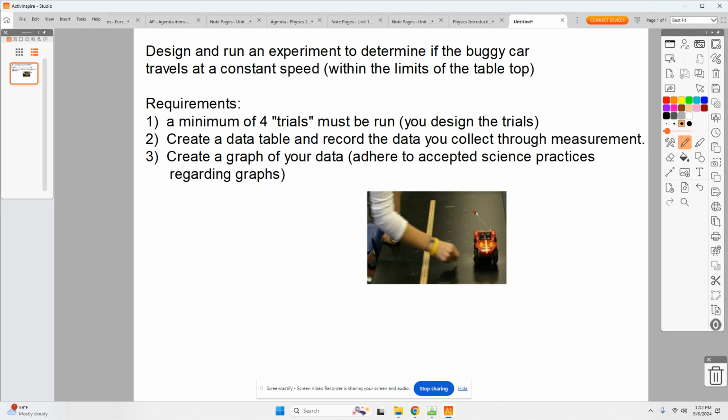I want to see if you can create a data table and record the data that you collect through measurements. Whatever measurements you take, I'm evaluating largely just what your science practices are. If I say run an experiment, create a data table and a graph, I want to see what you're able to do. You're not assessed on this other than as a formative thing. This is informative for me. I want to see where we are. Create a data table, record the data through measurement, create a graph of your data, and adhere to accepted science practices regarding graphs.